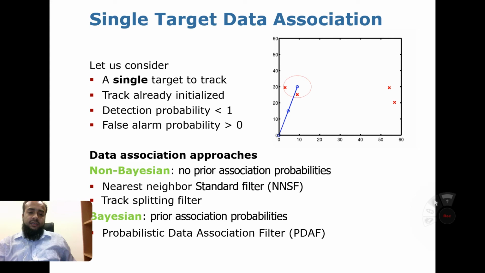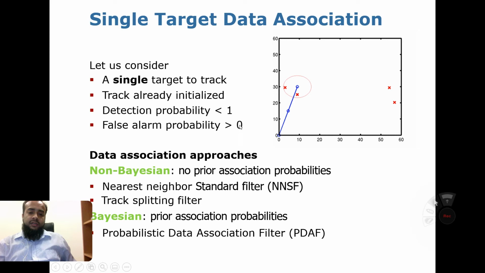We have discussed the problems in data association. Now, how do we solve the data association, like single target data association? Let us consider a single target like this one. This is a single target, and it is a single target to track already initialized, with detection probability less than 1 and false alarm probability greater than 0.